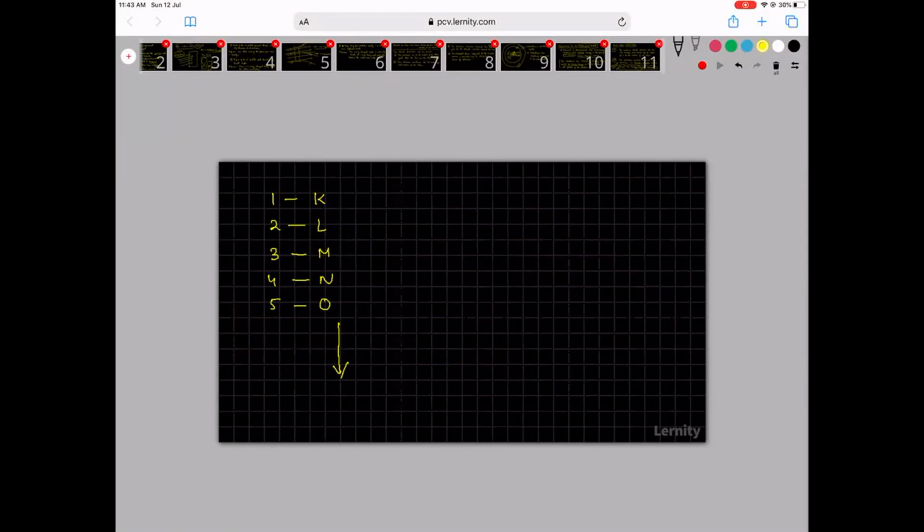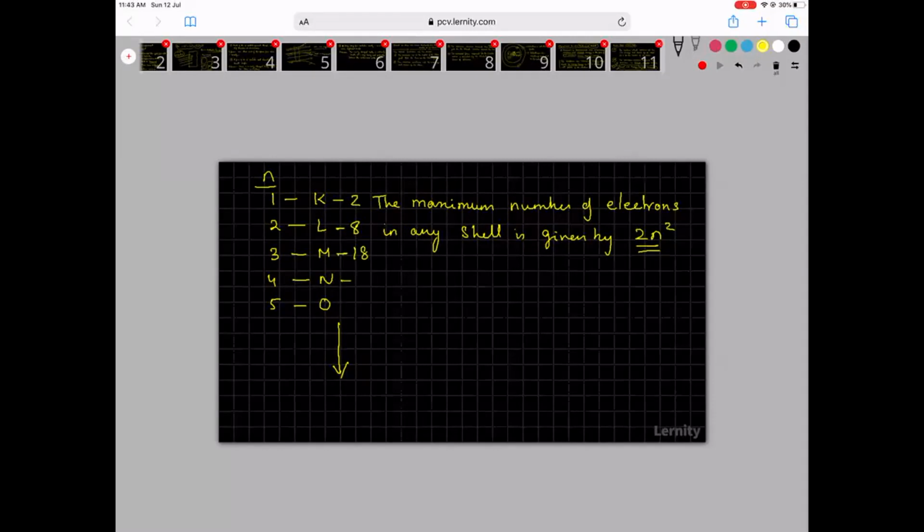Okay. Then the next point is the maximum number of electrons in any shell is given by 2n square. This is the n value. So 2n square. So in this, 2 electrons, in this 2 into 4, 8 electrons, in this 2 into 9, 18 electrons, in this 32 electrons, in this 50 and so on.